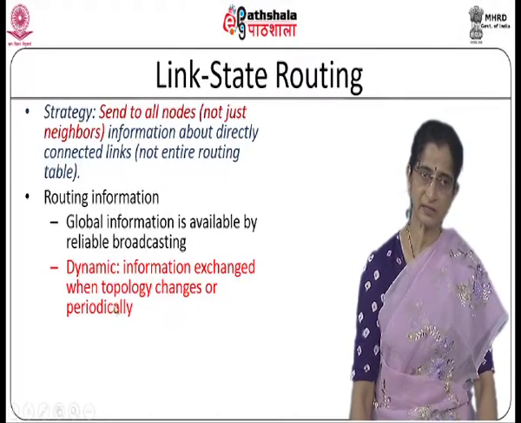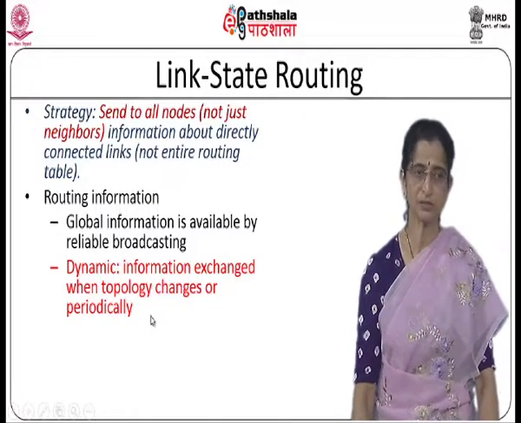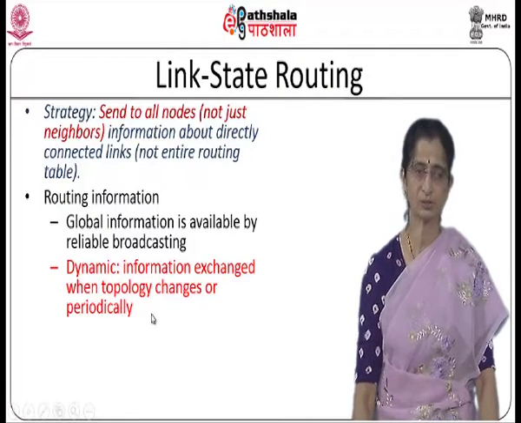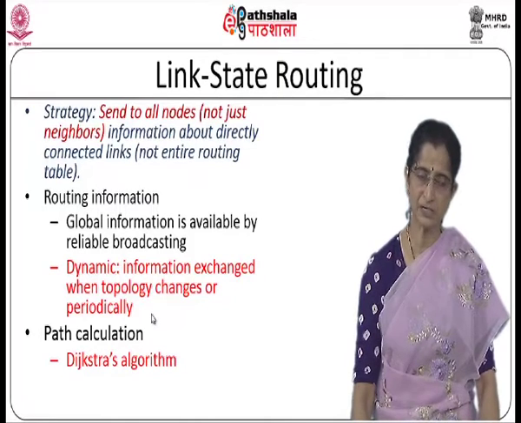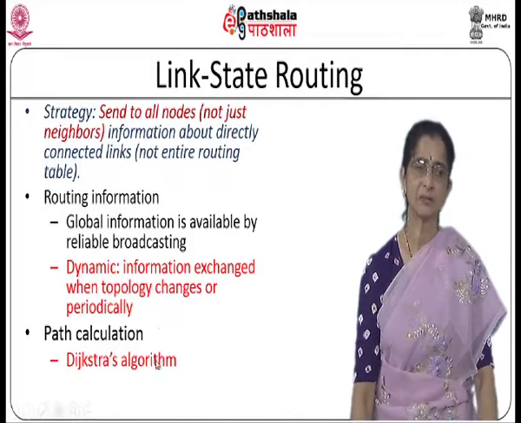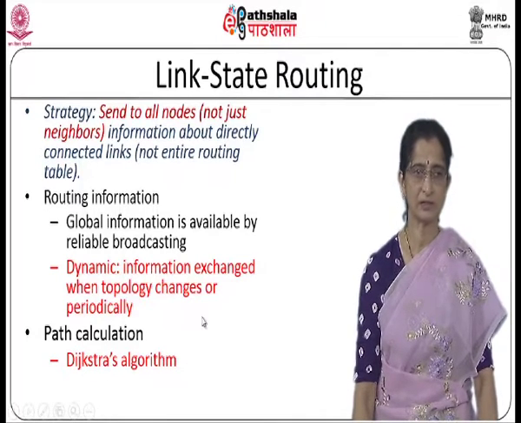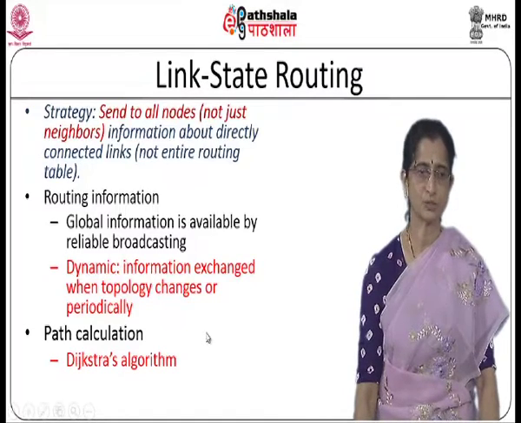And this whole thing is a dynamic process, in the sense that whenever there is a change in the topology, or even periodically, this information is always exchanged. So, in case there are any changes or any dynamic demands, that is also taken care of by this. And the path calculation is done using Dijkstra's algorithm. These are the key points that we have to understand with respect to the link state routing algorithm. So, let us look at this in detail.